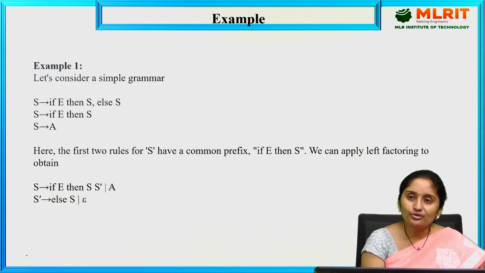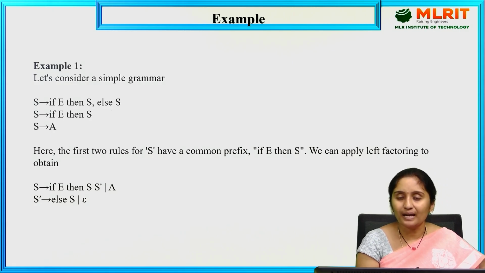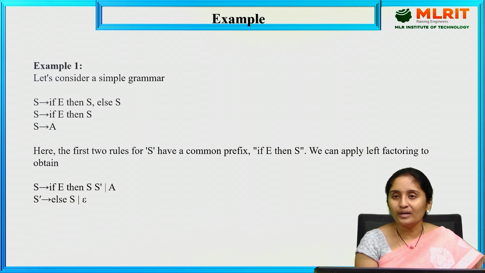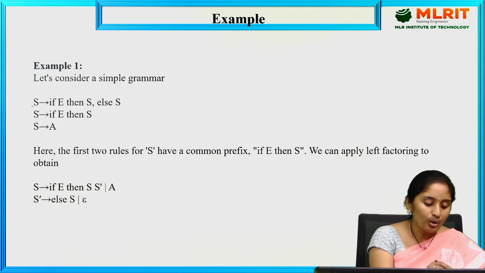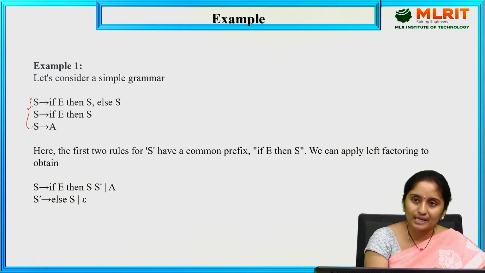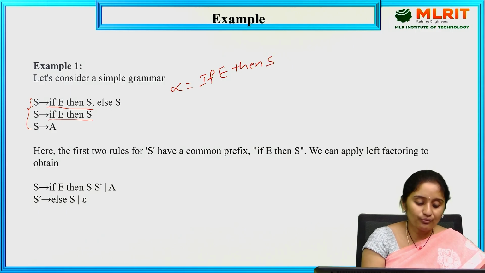We need to check whether the given grammar has left factoring or not. How will we identify it? Here we need to check for a common prefix. All these productions point to the same prefix. Here it is if E then S, if E then S. So the common prefix I have is if E then S, so alpha is if E then S.